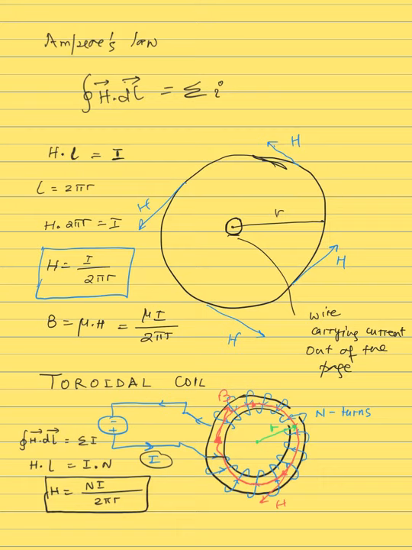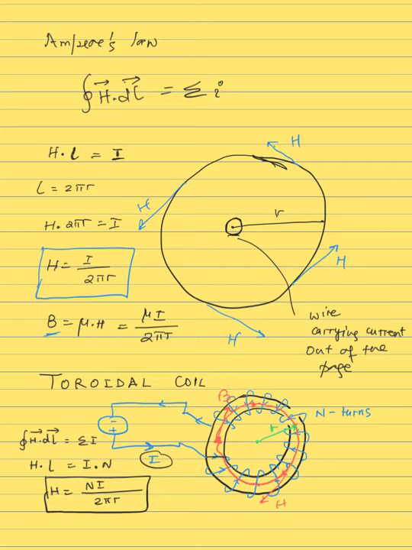Only B equals mu H. So B takes the impact of the type of the material through permeability. So that's about the application of Ampere's law in order to develop an expression for B and H.